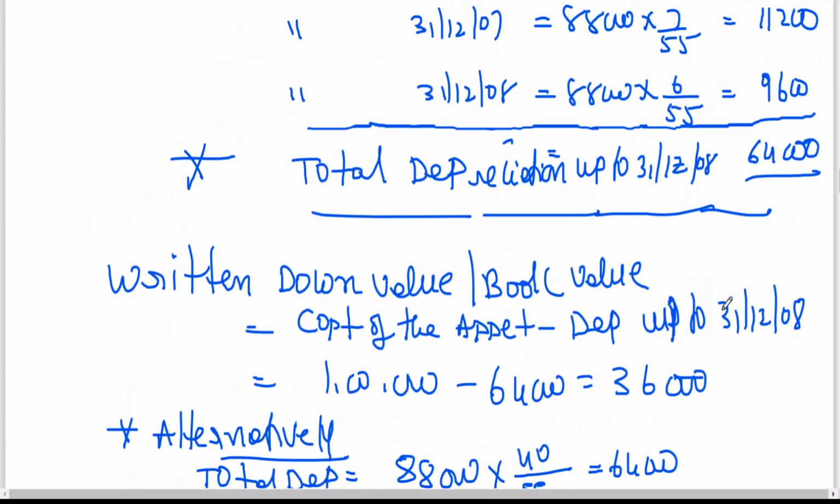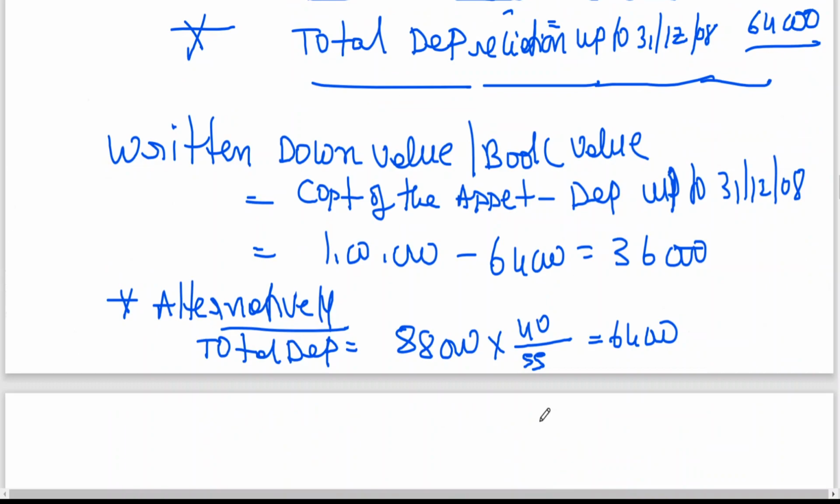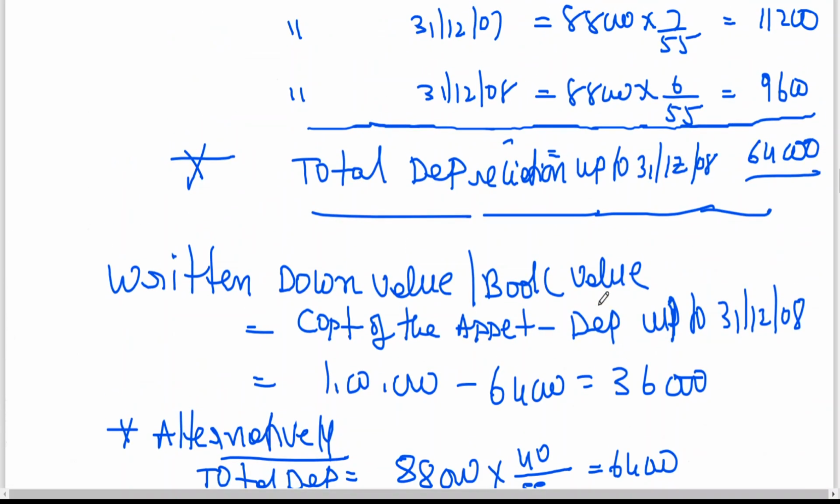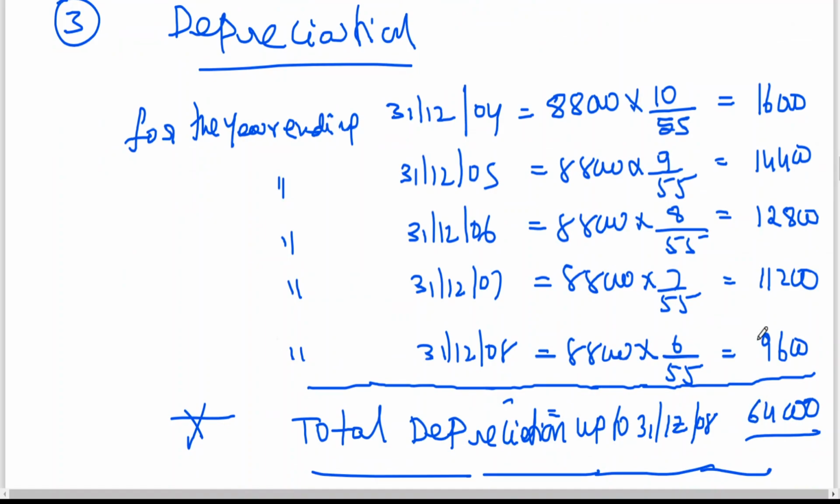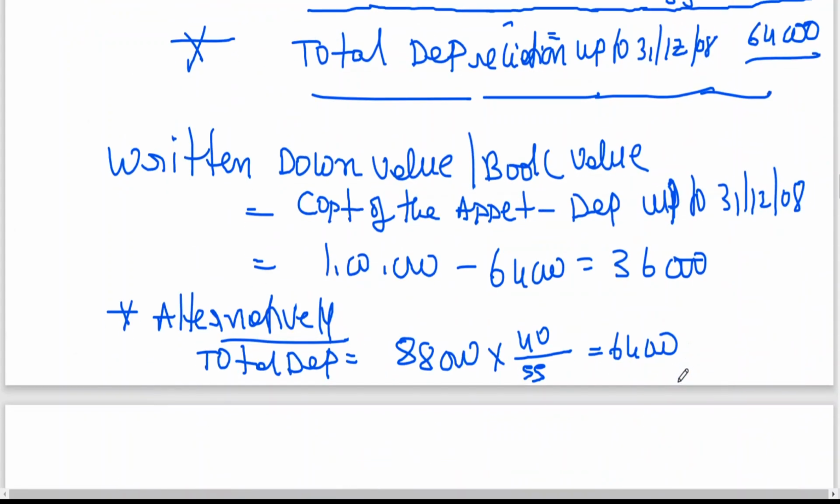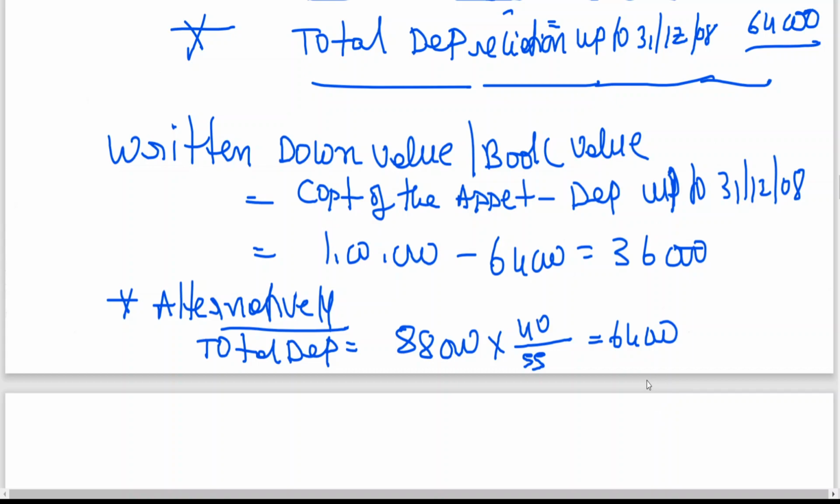Or else, these are what we used to get in CPT, when CPT was there, MCQs. To do this problem quickly, I think these are the shortcuts we used. For explanation purposes, I can't do it directly. So the total depreciation you can calculate like this, or you can add the number of years up to 31st December as the numerator, divided by the total n number of years 55, and you'll be getting 64,000. So I think this is the only alternative I have suggested.